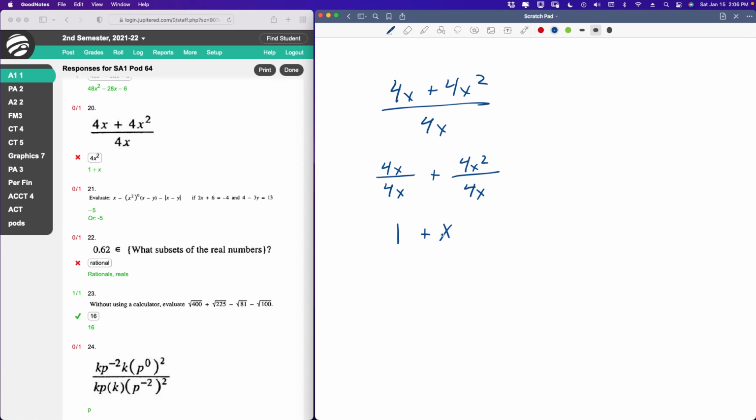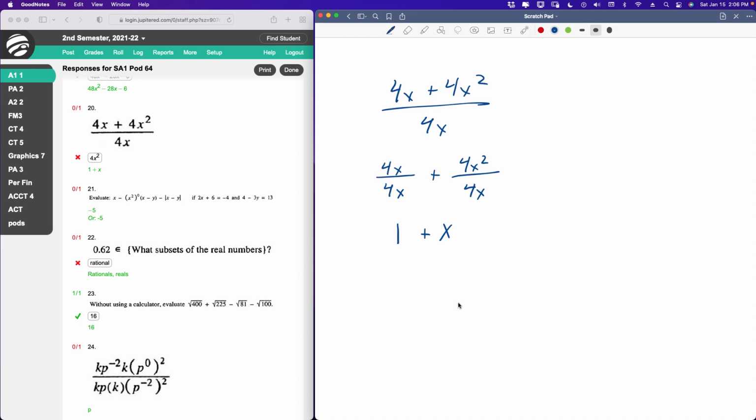Okay, then that's probably where you went wrong. You saw the 4x and the 4x, you took that away. But it's a divisor or a denominator that applies to both of these terms. And you have to include the operation. And the best way to do that is to put this under each term and put the operation between. And then you'll get the right answer.